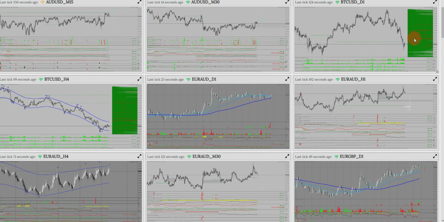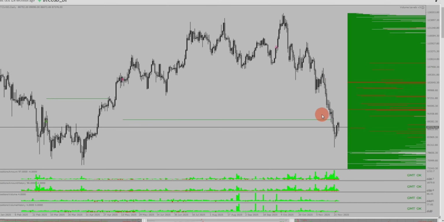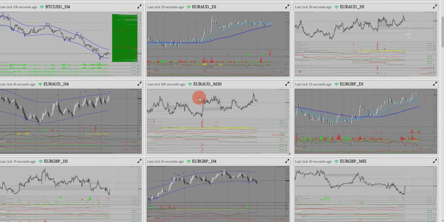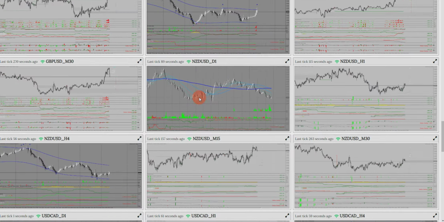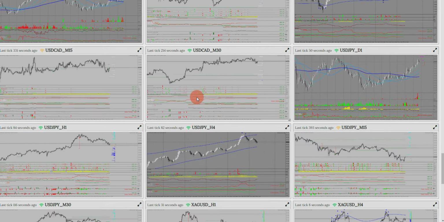By the way, it's a little footnote. Bitcoin took the lower MTS, so it can snap back up from here. So looks rather bullish. Okay, so that's a good overview.